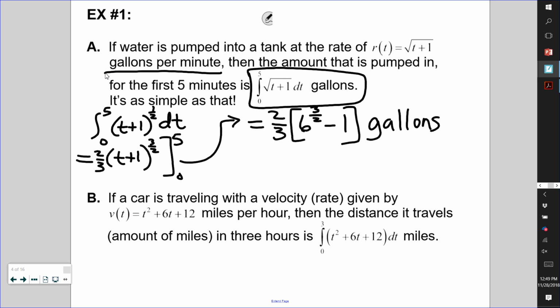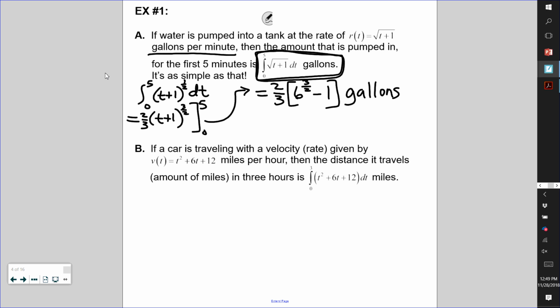Now, the question said, how much is pumped in the first 5 minutes? So I can just answer whatever gallons. But if the question said, interpret the meaning of this integral, I would need to say it is the number of gallons pumped in the first 5 minutes. Because they specifically asked me that, I don't need to say it again, like this many gallons in the first 5 minutes, because that was the question. Okay? All right, so now let's talk about the next one.